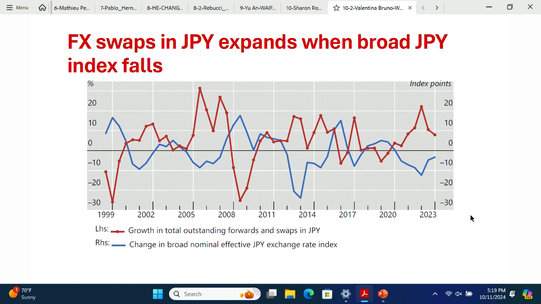Now, I want to show you this chart. I think it's very, very interesting. Here you see in red the growth in total outstanding forwards and swaps denominated in Japanese yen. And in blue, you have the change in the broad nominal effective Japanese exchange rate index. And the interesting thing here is that the two lines are the mirrors of each other, which means that when the yen is weak, there are a lot of FX swaps around in Japanese yen.